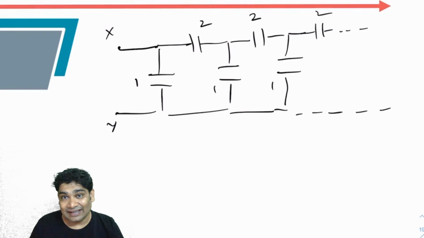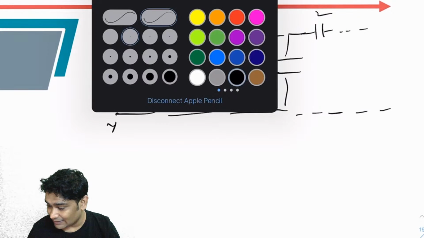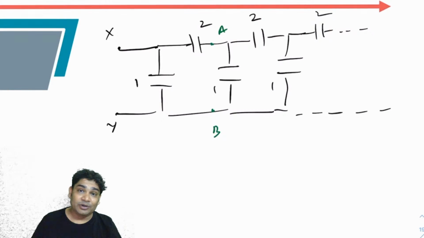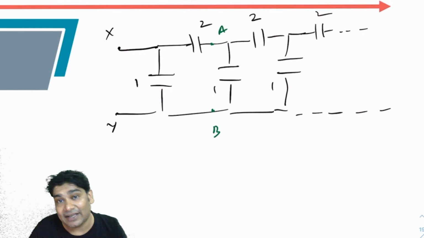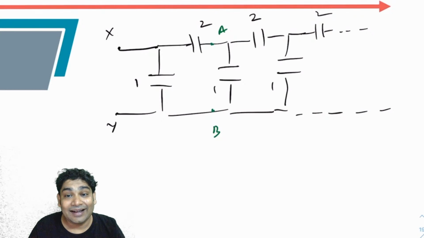So now, yes, you can say that if you have x and y here, you could have marked some other points. Let's say A and B here. And absolutely, you could have said that the equivalent capacitance between x and y would be equal to the equivalent capacitance between A and B.